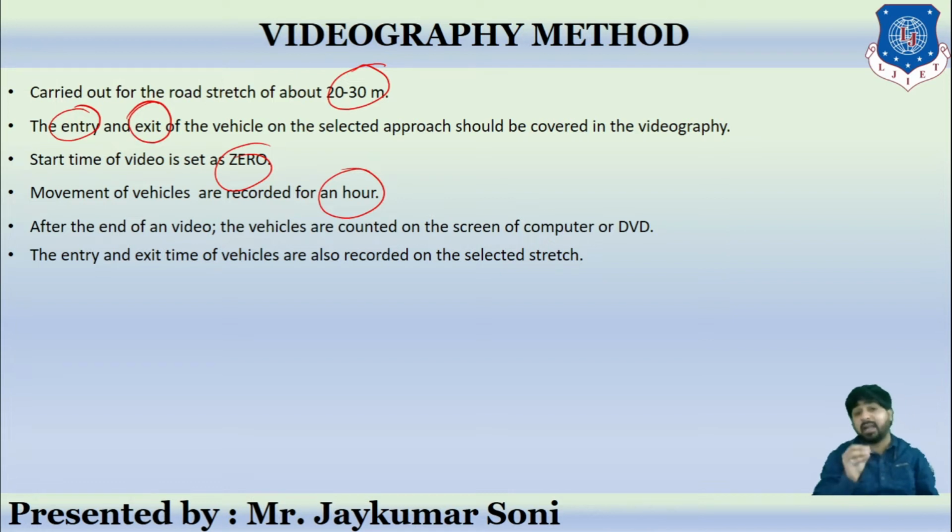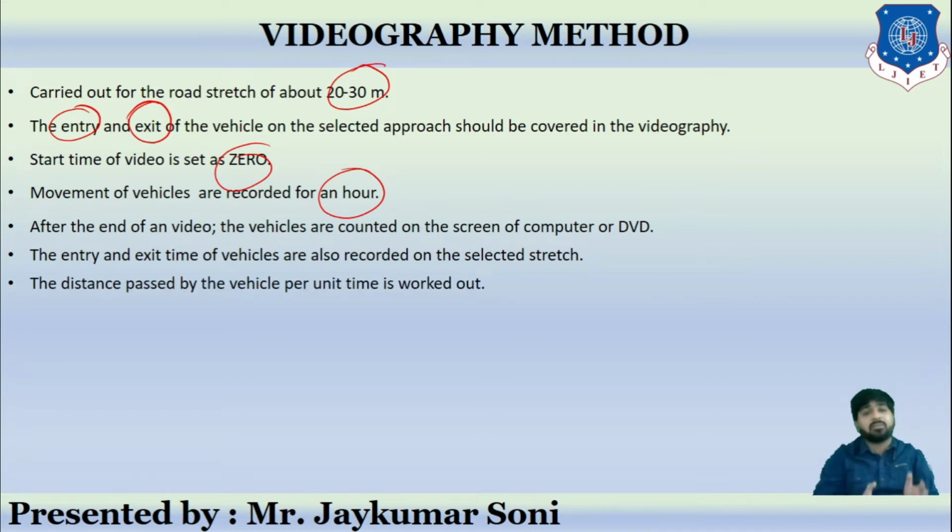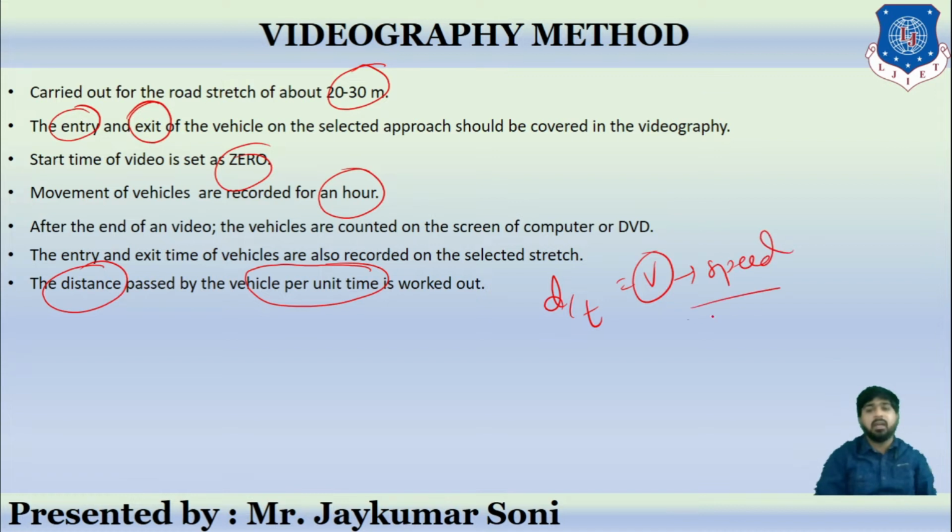The entry and exit time of the vehicles are also recorded so that one can have an idea of speed studies also. The distance passed by the vehicle per unit time is worked out so that the average speed can also be worked out. See, this is the distance and this is the unit time. So it will be d by t, and you know that d by t stands for v, that is speed or velocity. This will be in meters because we are considering meters, and this will be in seconds or minutes. So this is how it will be done.